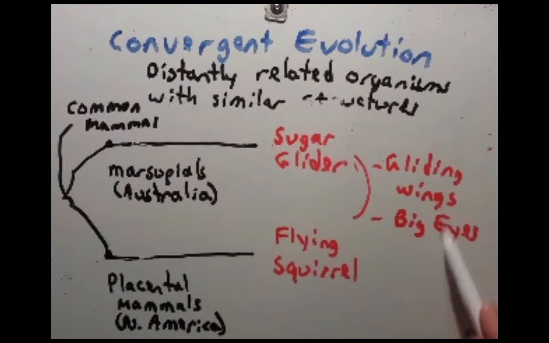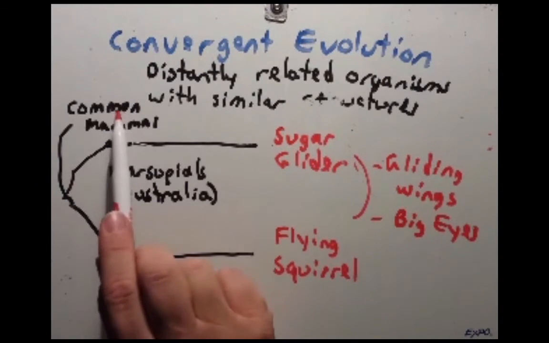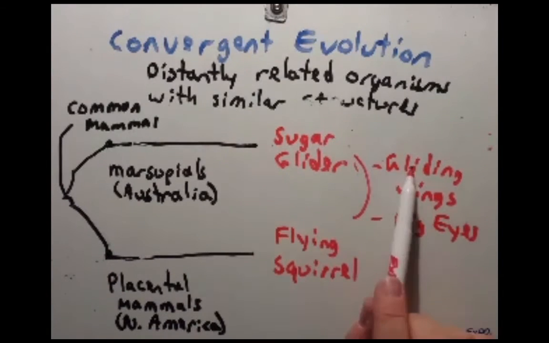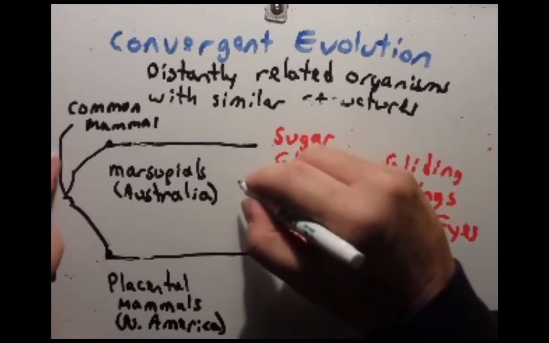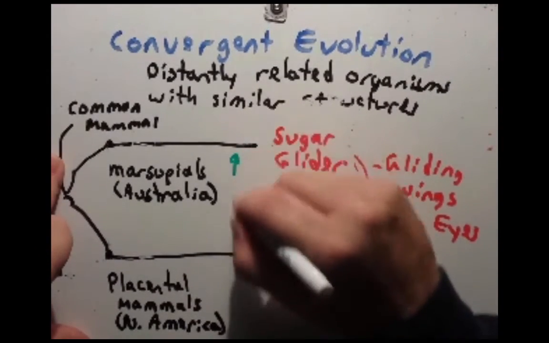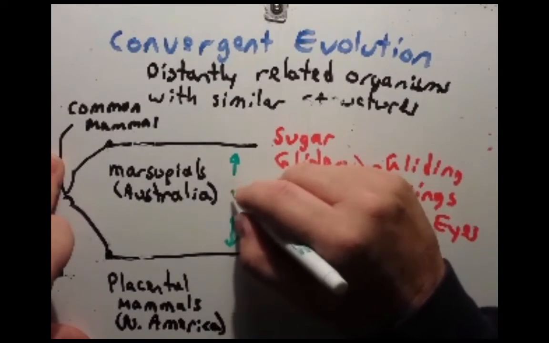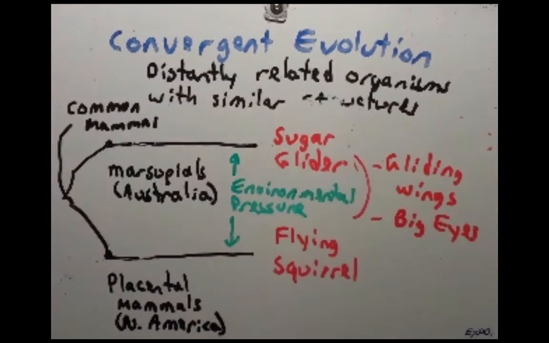These structures of a gliding wing and a big eye were not found in either of the common ancestors or the very distantly related common mammal. So we can't say that these structures arose because of homology, because of something that a common ancestor had. They arose independently. So how could they arise independently? Well, they arose independently because both organisms had a shared common environmental pressure.